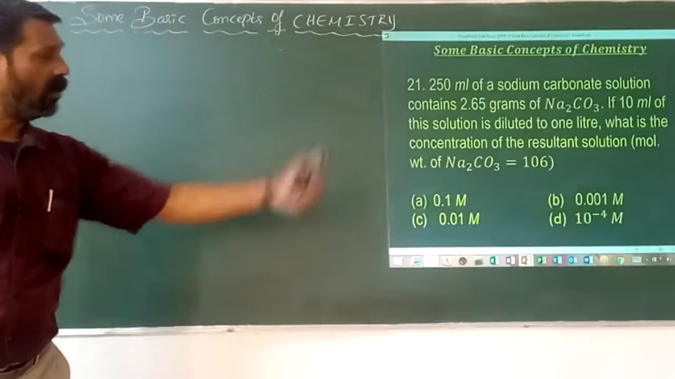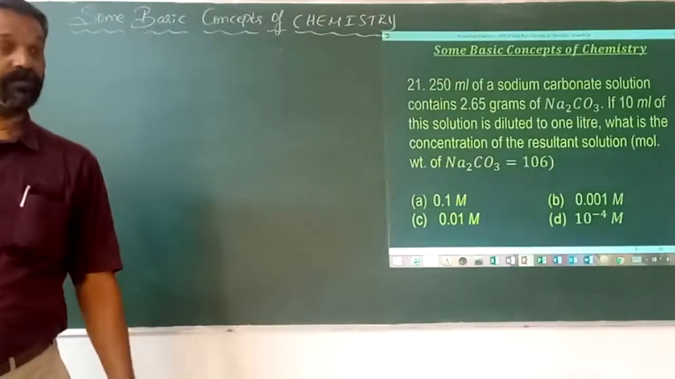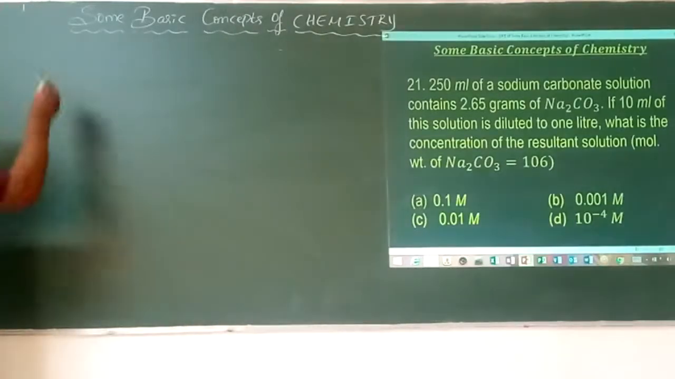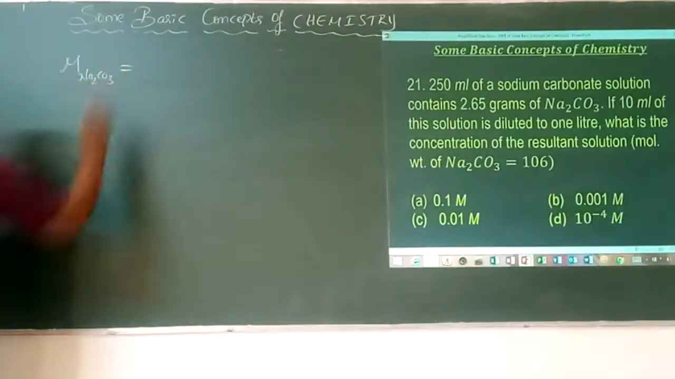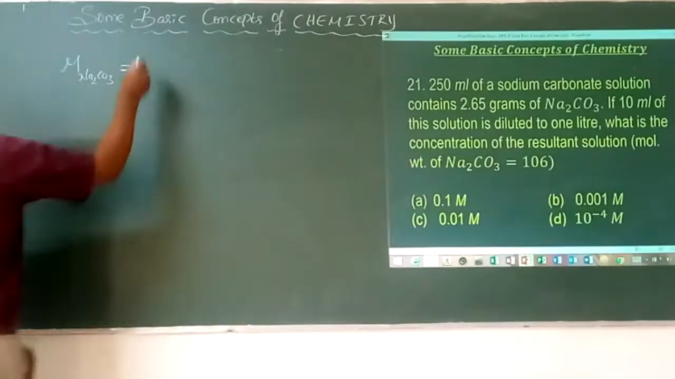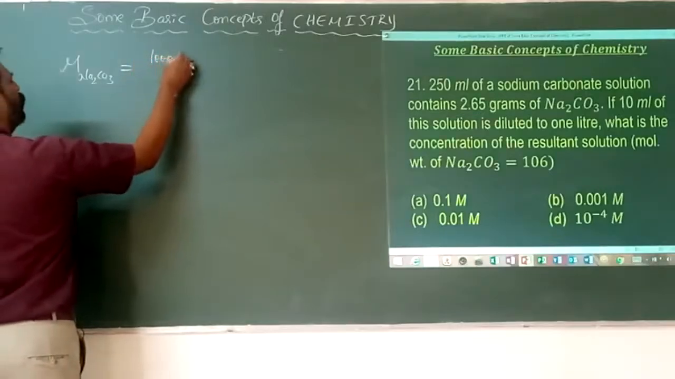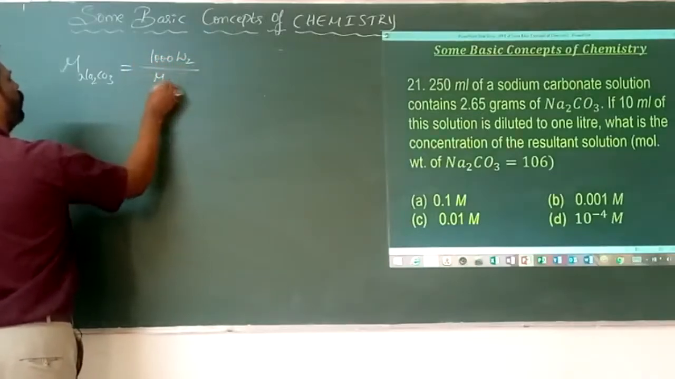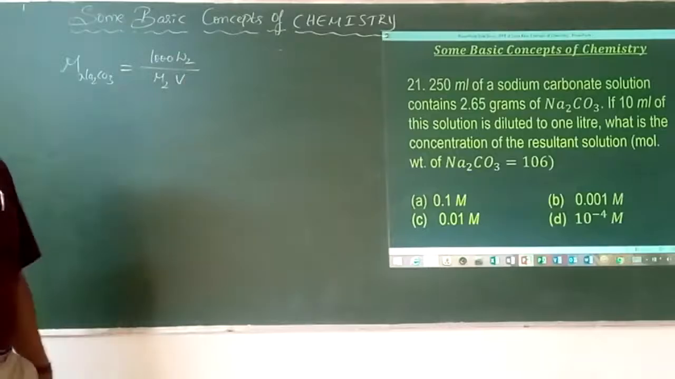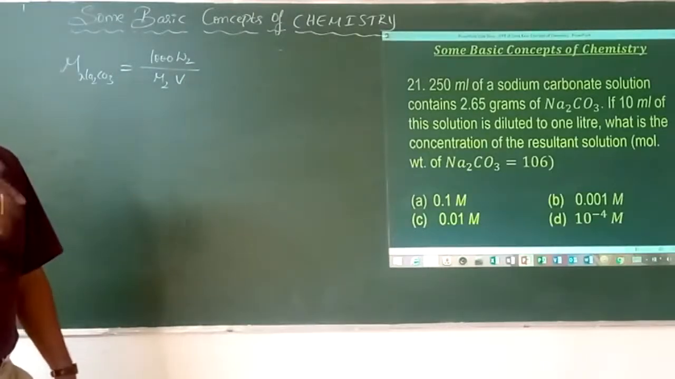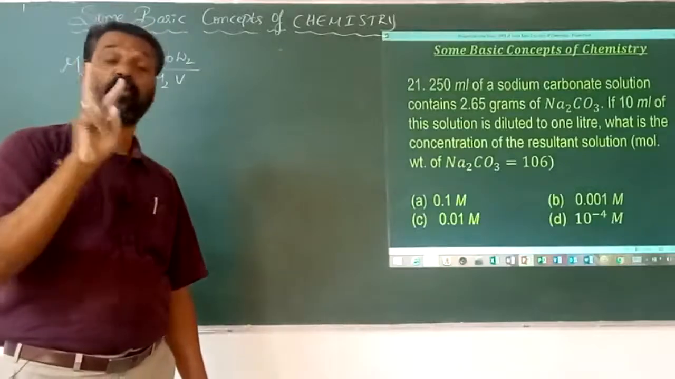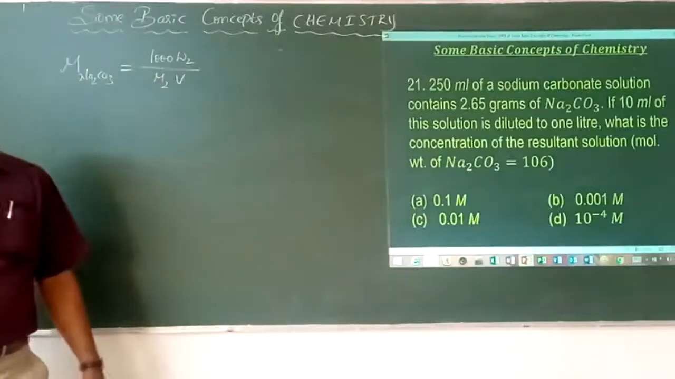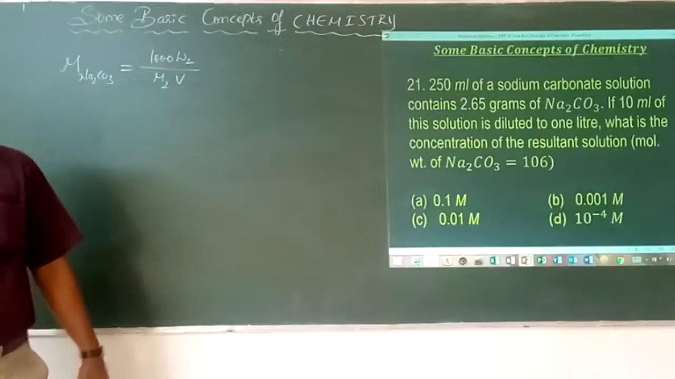Here, all these are in molarity. How to calculate the molarity of Na2CO3? The formula is 1000 W2 divided by M2 into V. We know that W is mass, M is molar mass, V is volume. Subscript 1 refers to solvent, 2 refers to solute. No subscript means it is a solution. That has to be remembered very well.